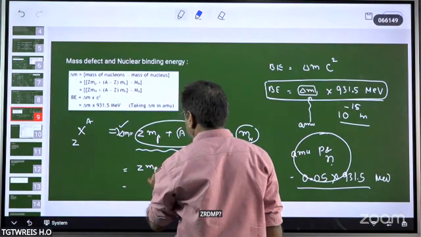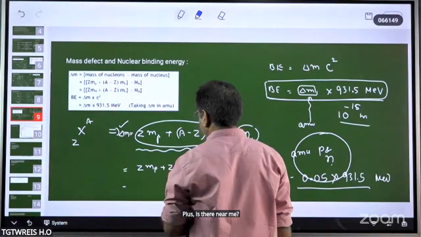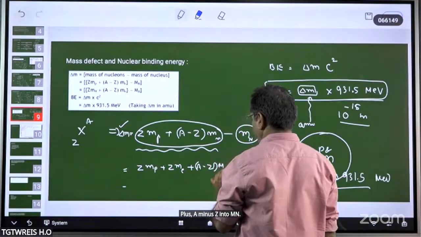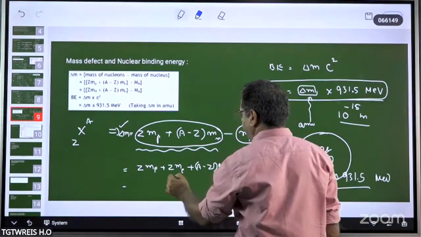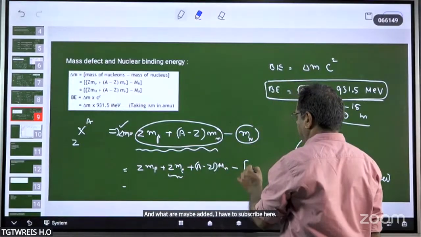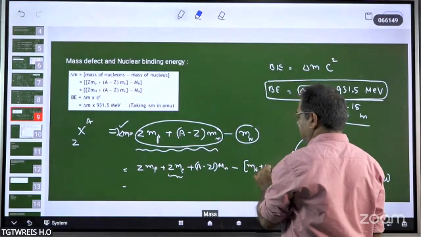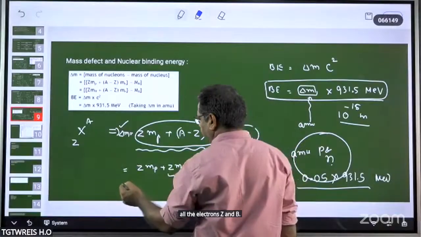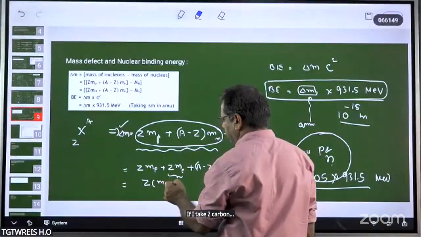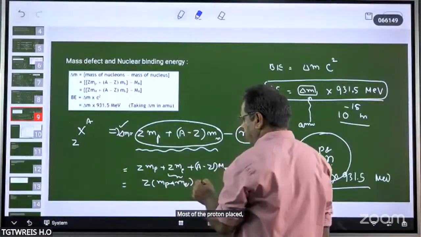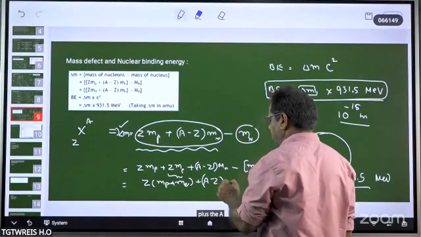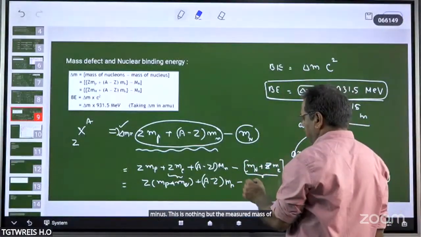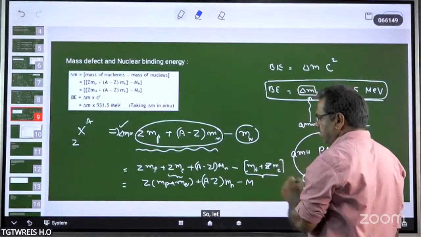ZMp plus ZMe plus (A minus Z) into Mn, and what may be added, I have to subtract here. Mass of the nucleus plus mass of all the electrons, ZMp. If I take Z common, mass of the proton plus mass of the electron plus (A minus Z) into Mn minus, this is nothing but the measured mass of the atom. So let me call this equal to M.